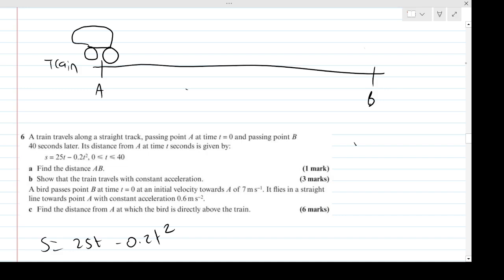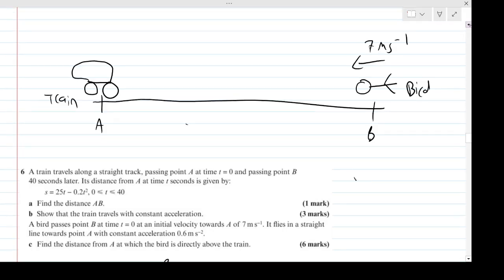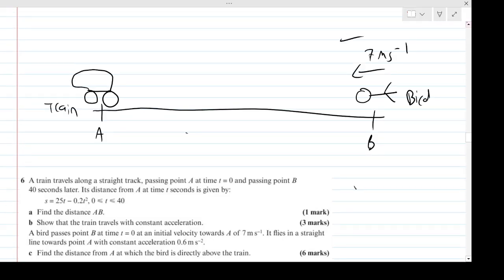Now the bird is at point B. So if I draw a little bird, there we are. This is my bird. It now starts at point B, at the other end of the track, okay? So the bird is heading towards A, right? So its initial velocity is 7. That means its velocity is going backwards by 7 meters per second. The acceleration of the bird is constant. It's 0.6, the acceleration of the bird here.